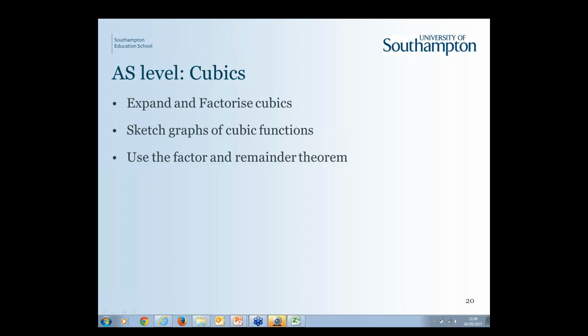So the second half of this is about cubics. I say half, but obviously we really want to. Expanding and factorising cubics, sketching a graph of cubic functions, and using the factor and remainder theorem. Really, all of that is just a mathematical exercise. So again, I don't think I've ever approached this from any sort of real life teaching. I think I very much started it from, right, you remember what you used to do with quadratics? Well, kind of perspective.